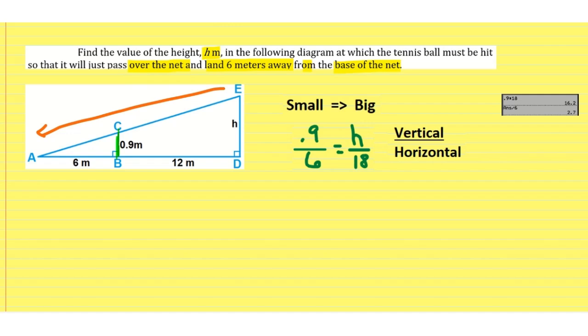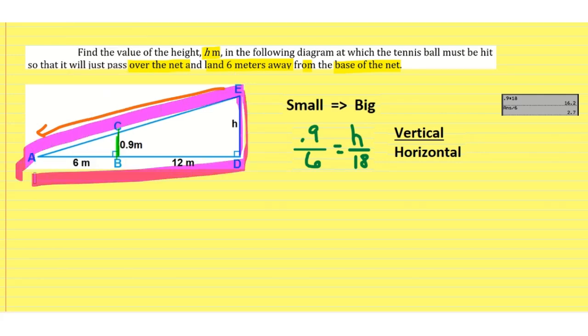So we want to know at what height we are going to have to hit the ball in order for it to pass over this 0.9 meter net. Okay, so again, we need to recognize that we have two triangles. I have a large triangle. Here's my large triangle. And then I have my small triangle right here.